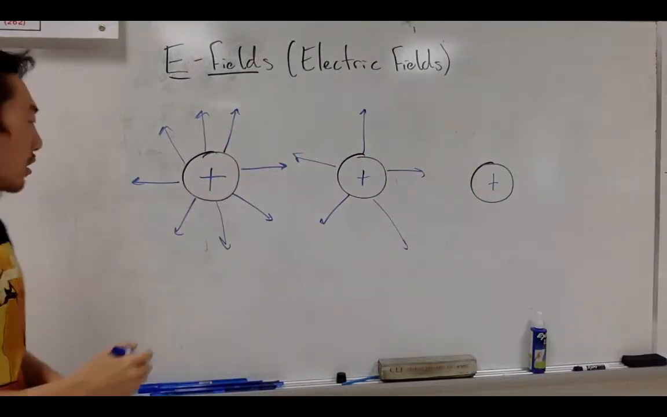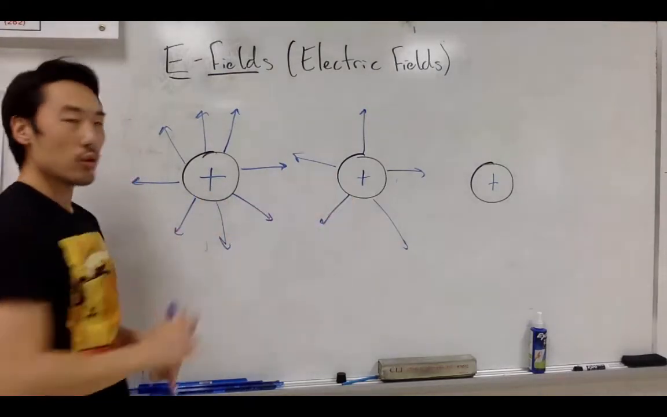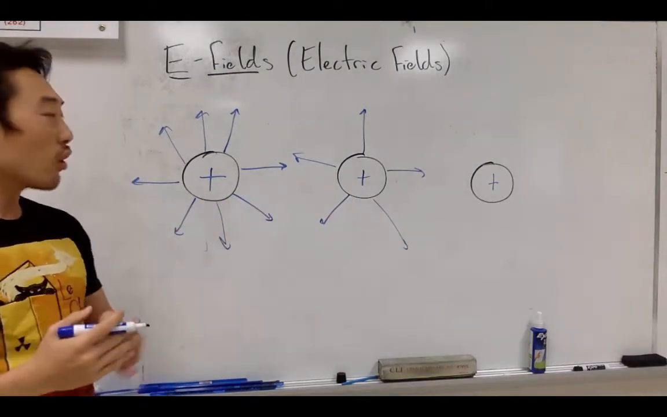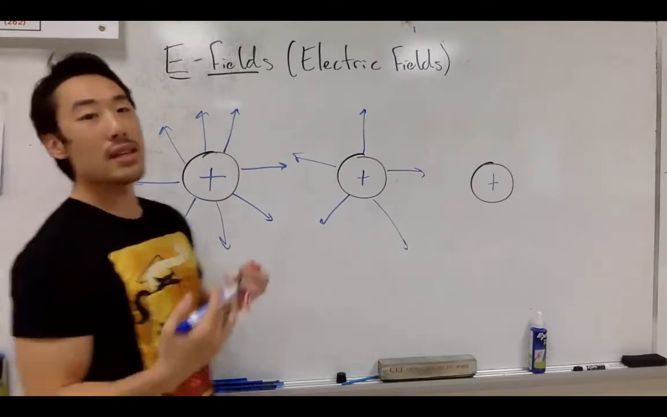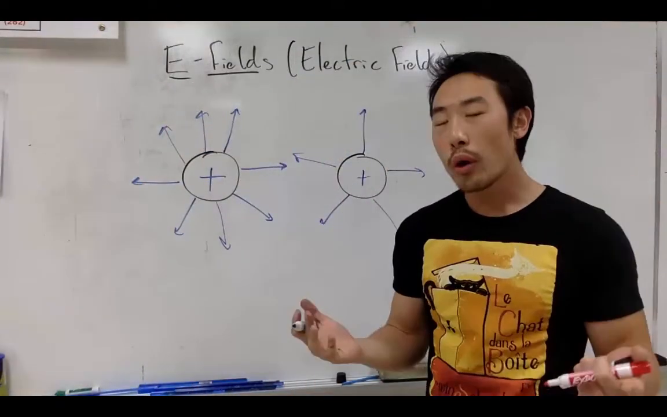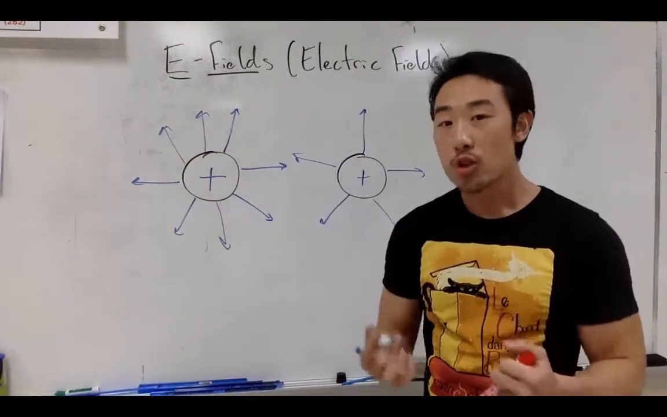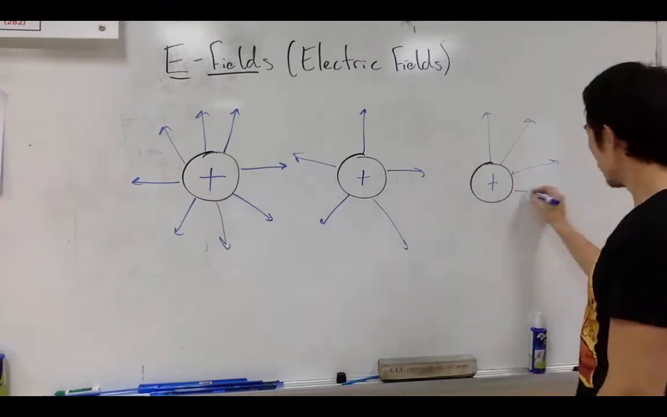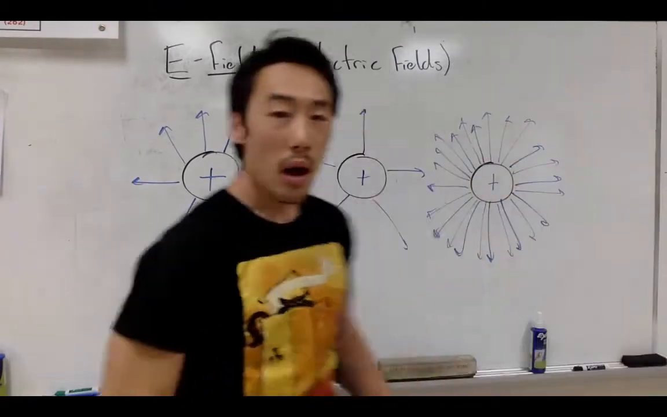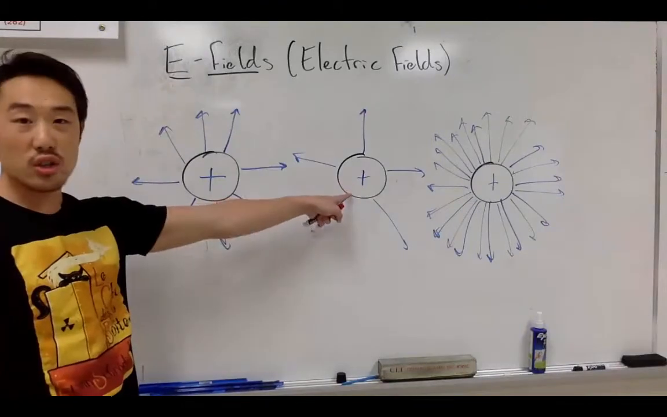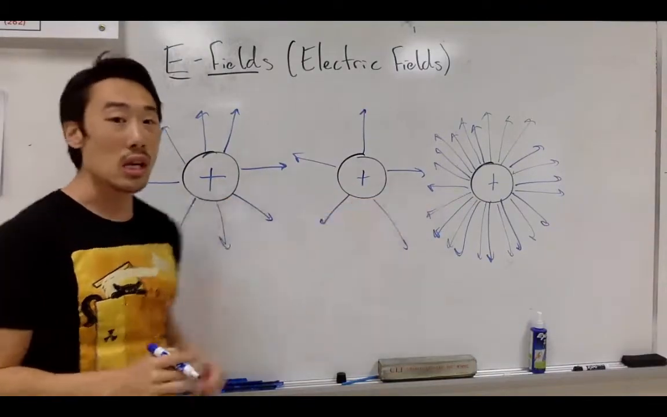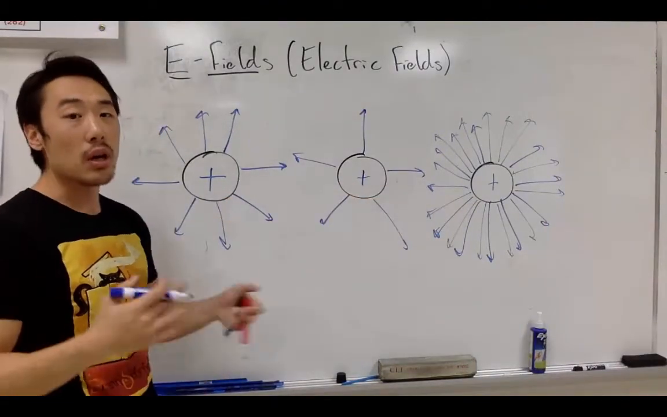Now, if we compare this charge to this charge, what do you notice? Fewer lines! Right, so there are a lot fewer lines. What that means is that the E-field is weaker. So if we want to draw a strong E-field, we have to draw more lines. If we take a look at this charge versus this charge, we can clearly see that this E-field is a lot stronger than this E-field because there are more lines.